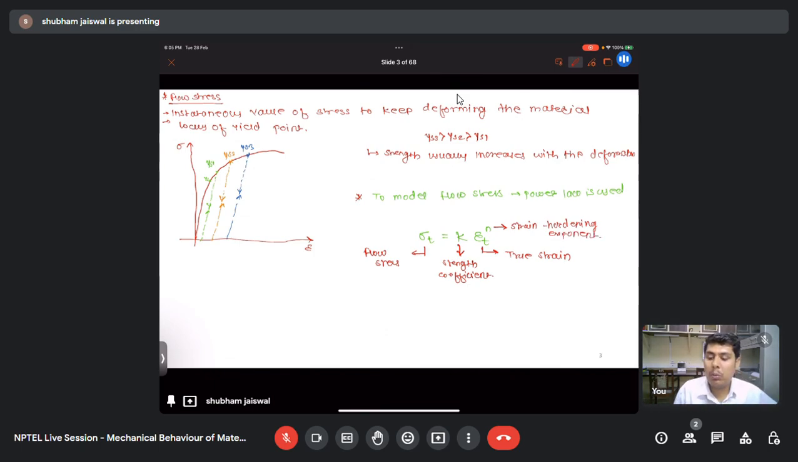So this we have seen about the flow stress. Then after that, we have seen the rate of strain hardening. So what is the rate of strain hardening? It is the rate of change of true stress as a function of true strain in a material undergoing plastic deformation. Okay. So let me write down the definition.